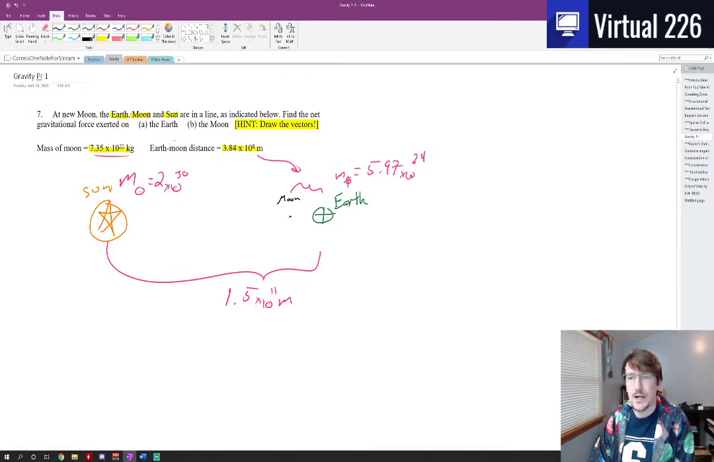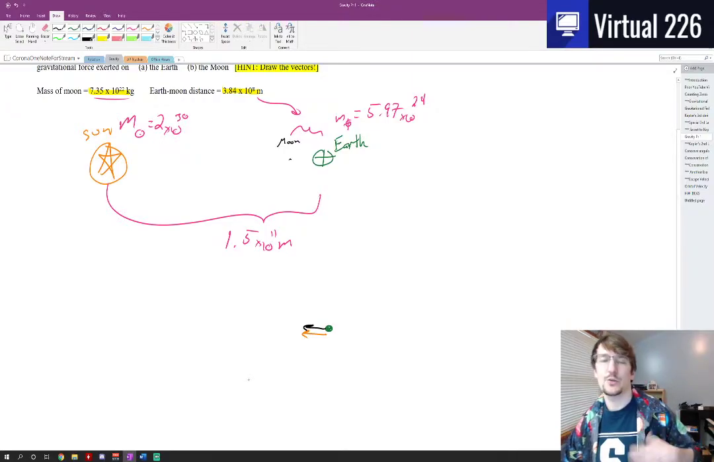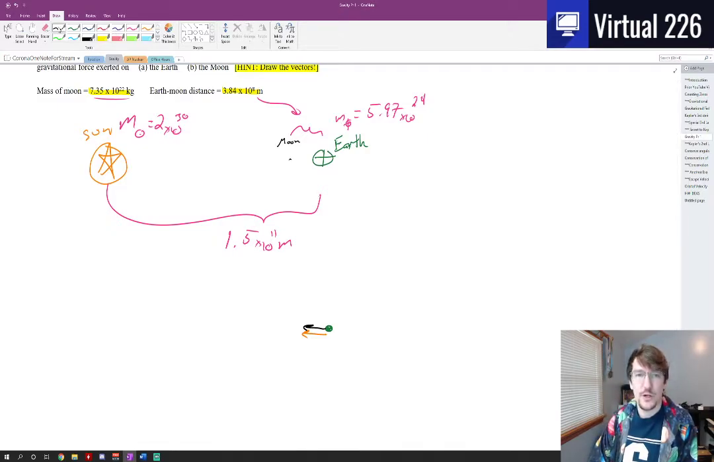Well, let's look at Earth first. If this is our Earth, Earth is being pulled in this case by both the moon and the sun. It has two forces pulling on it, and both of these forces are acting in the same direction. They're both pulling it, as we have it drawn, to the left. So because these forces are in the same direction, they're going to work together. Whatever each of these forces is, we're going to put them together, and they're going to create a larger force. So let's just figure out what those forces are.